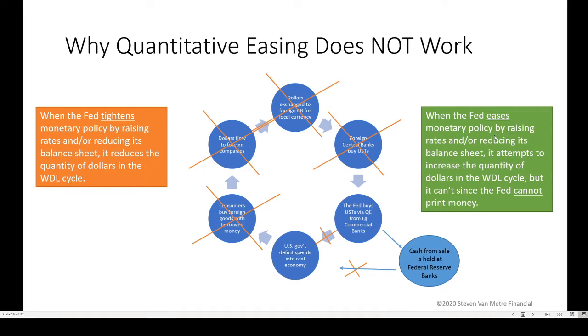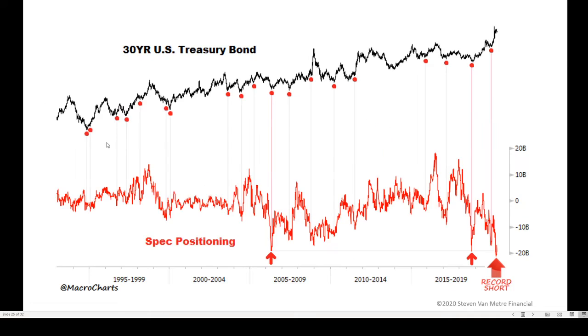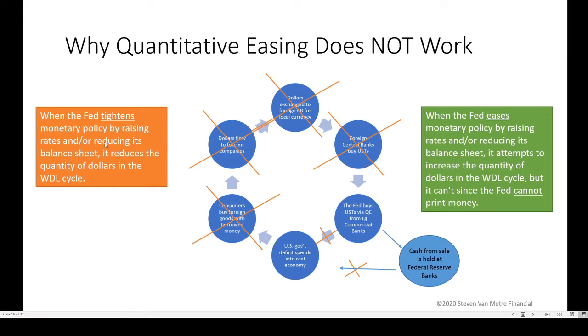Oh, this should actually say, I just copied this one. This should say, increasing its balance sheet. See what happens when you do copy and pasting. I told you this is live for me. So when the Fed eases monetary policy by lowering rates and raising its balance sheet. Sorry, this side's correct, this side's wrong.